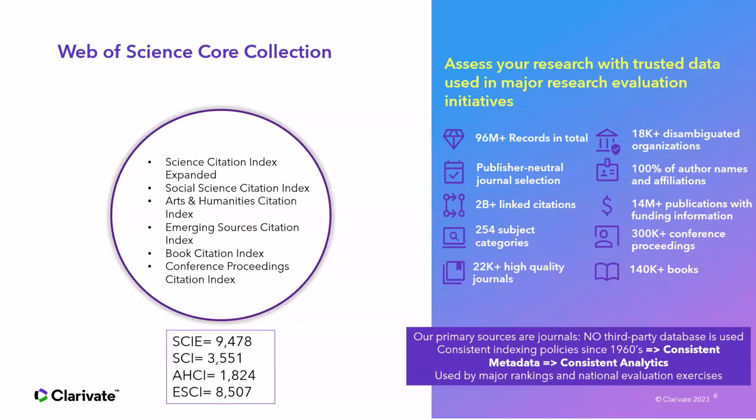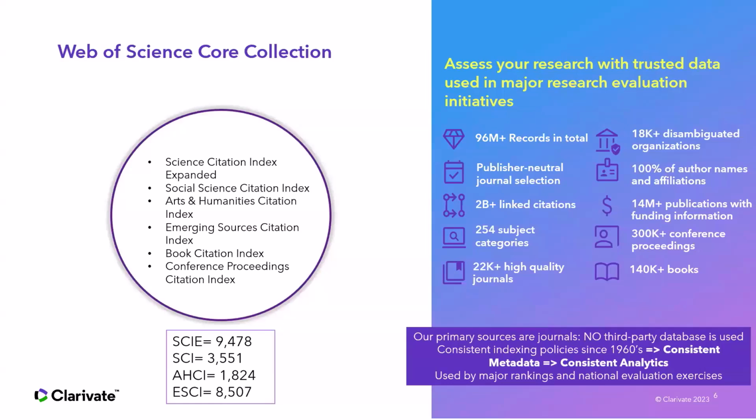It goes beyond science. You can see we've got social sciences and arts and humanities. So amongst all of those citation indexes, we have 254 subject categories. So it truly is a multidisciplinary database. There will be, I'm very sure and very confident to tell you, literature definitely in your subject area. No matter whether you're in arts and humanities or you're in the STEM sciences, there will be content for you in this database.